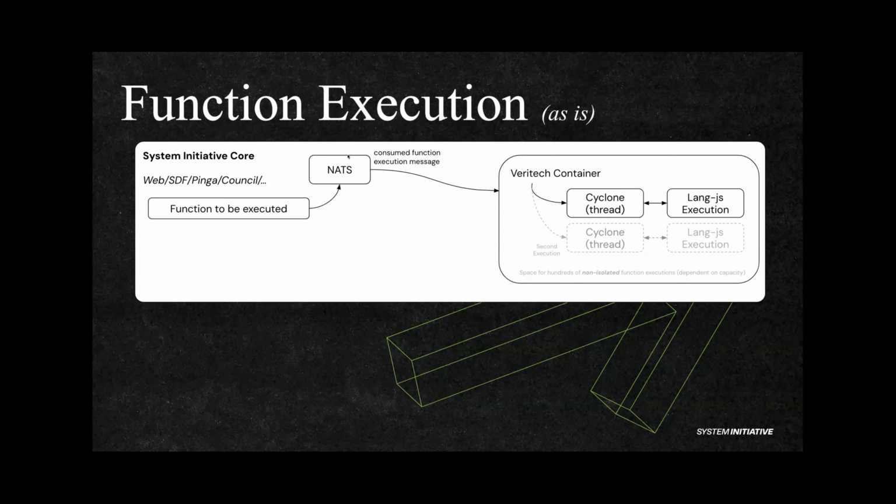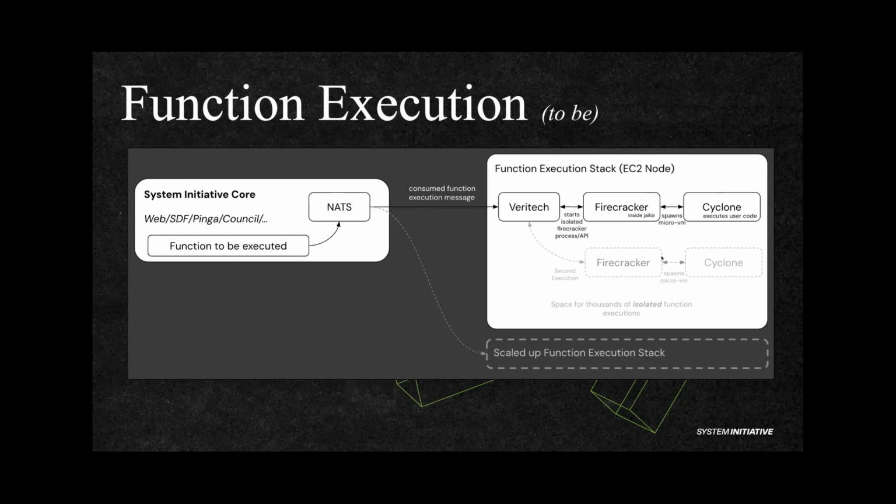And it sits within the core of SI. You've got enough space for n number of threads based on your machine capacity and other networking constraints. Scott and I have been working on pulling this out using Firecracker. Veritech will still act as the middleman for execution, but instead of spinning up a thread, it will start an isolated Firecracker process, so an API to talk to, and then spawn a micro VM against that API to execute the function against.